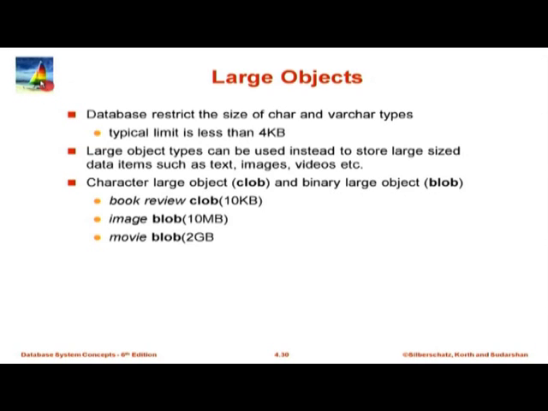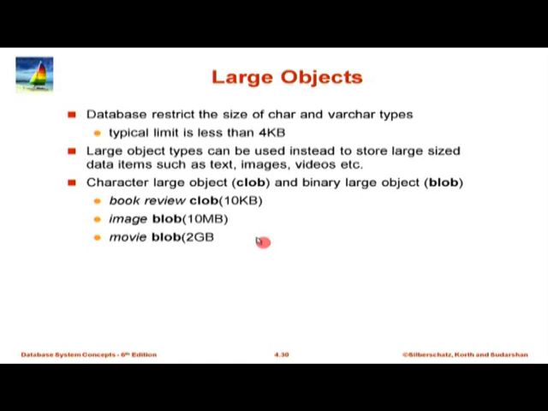There are a few more types, large object types, to store things like photos and text which is larger than what varchar allows. Most databases will allow varchar up to some limit, a few thousand kilobytes. Beyond that, they will not allow varchar, but they will allow a C-lob object which can be much larger. Then you can have B-lob for image or movie. B-lob of 2 gigabytes is actually very optimistic in the following sense.